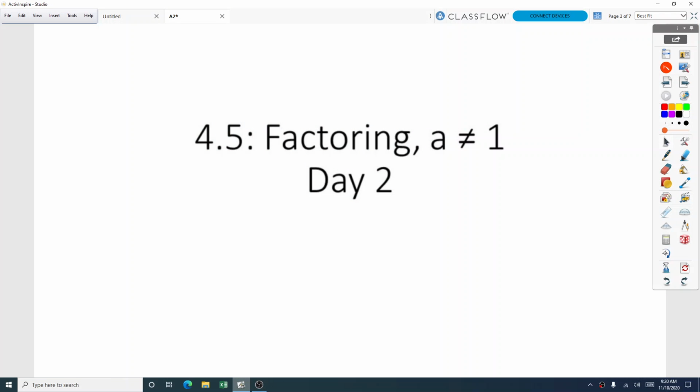Okay guys, today we're looking at 4.5, which is going to be factoring where our a doesn't equal 1 for day 2. So this is exactly what we did yesterday. It's just got some more sample problems. So I'm going to go over a few examples just to kind of review, and we'll go from there.